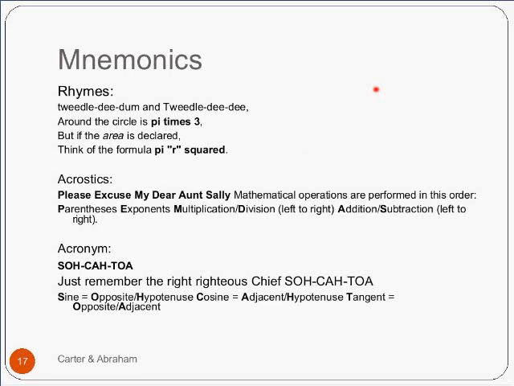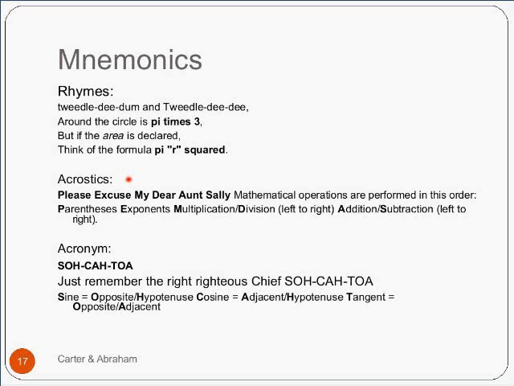Okay, a couple more ideas for memory is this idea of mnemonics, and we've all used them. They've helped us out. These are just some different strategies for mnemonics. The first is you can use something like a rhyme. So this is: Tweedledum, Tweedledee, around the circle is pi times d, but if the area is declared, think of the formula pi r squared. So it helps the student remember the difference between finding circumference and area of a circle with a nice little rhyme. Putting things to music or rhythm helps to get it to stay in their minds.